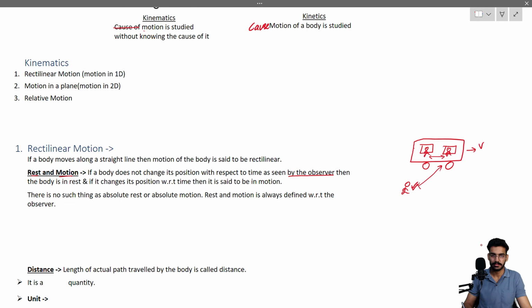Next, there is no such thing as absolute rest or absolute motion. Rest and motion are always defined with respect to an observer. What do we mean by absolute rest and absolute motion? Say you are sitting here on earth, and you see that you are at rest. Someone else, also sitting in the room on earth, will also see that you are at rest with respect to them.